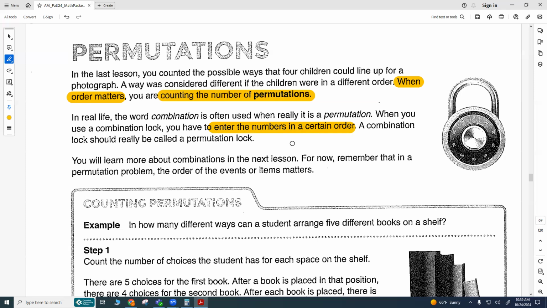So we can go around making fun of people who don't know it's a permutation lock, I guess.